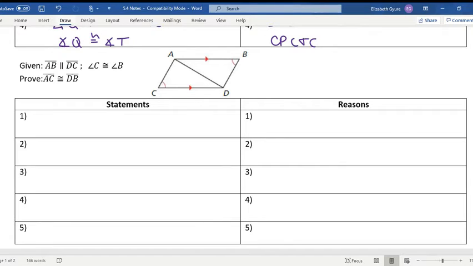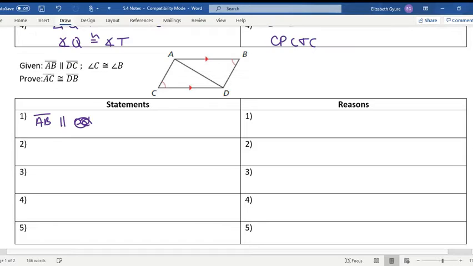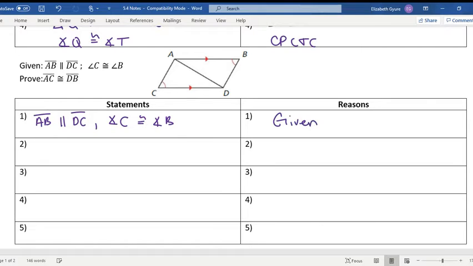So here we are given that segment AB is parallel to segment DC. So the top is parallel to the bottom, and angle C is congruent to angle B. So those are our freebies. Now we're trying to prove that segment AC is congruent to segment DB.